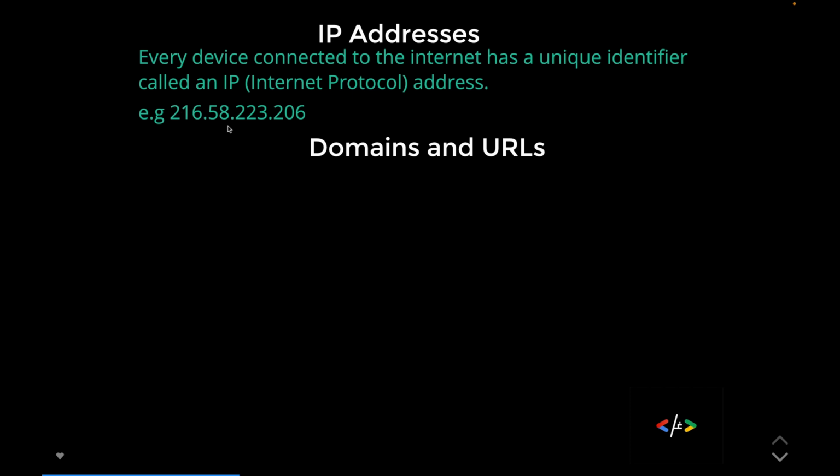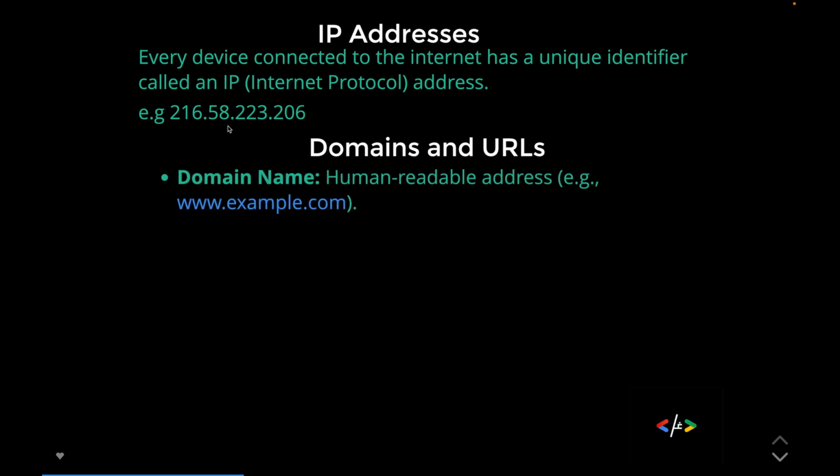Just like every location on earth has its latitude and longitude when you join them together, you may not even remember the latitude and longitude of every location that you want to go to. What you just need to remember is the name. So that is why we have what is called domain names and URLs. Domain names are human readable addresses, something like www.google.com or www.facebook.com. You can remember that. It is a human readable address.